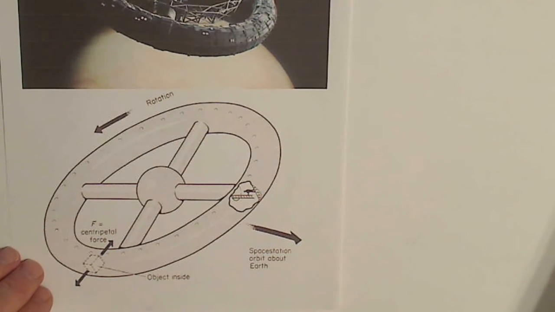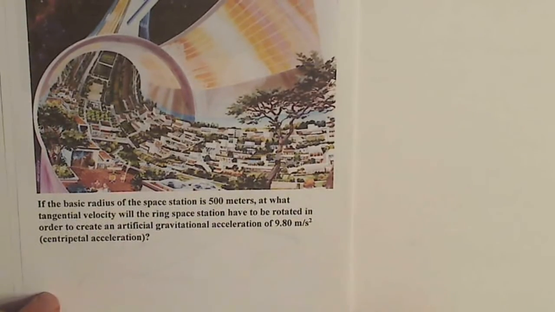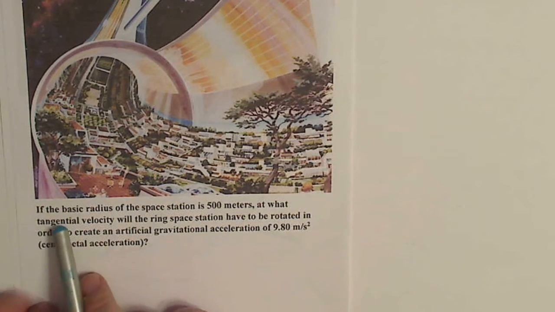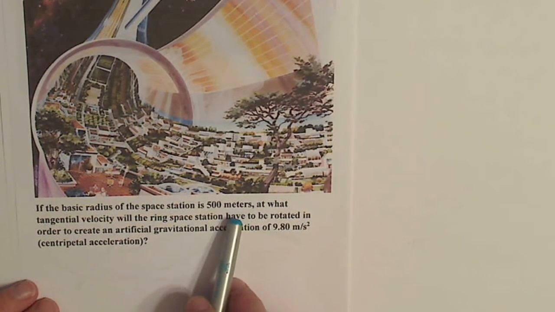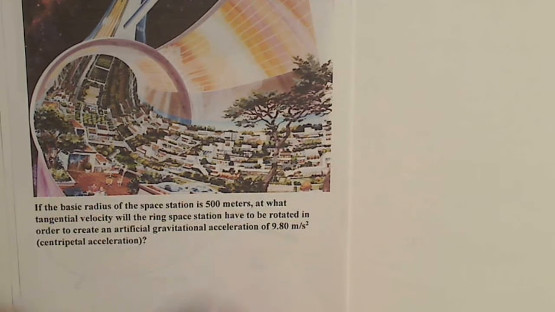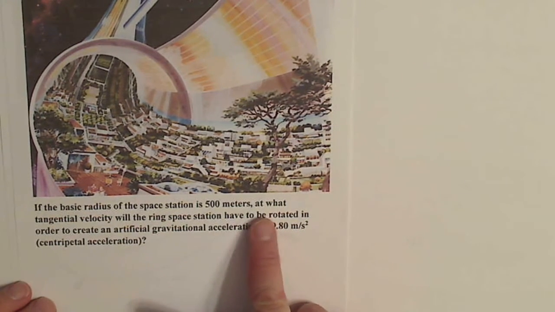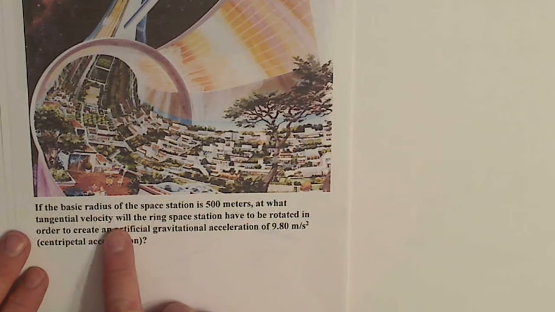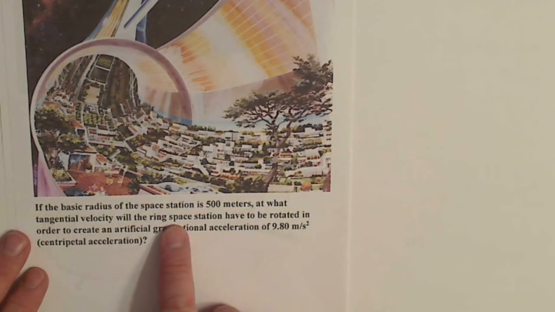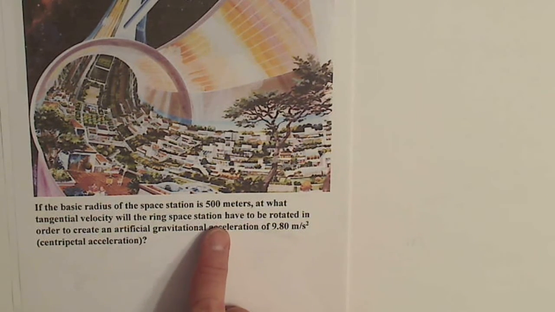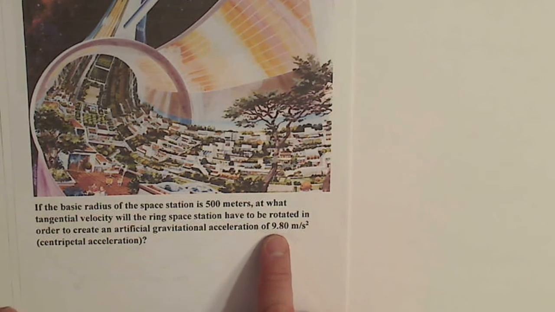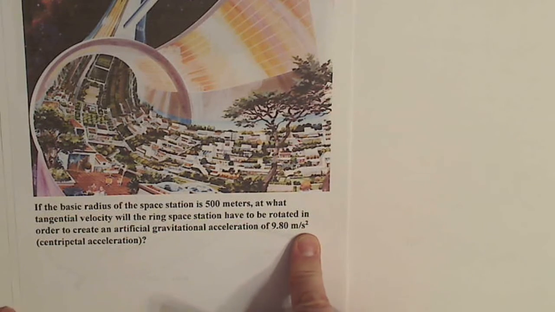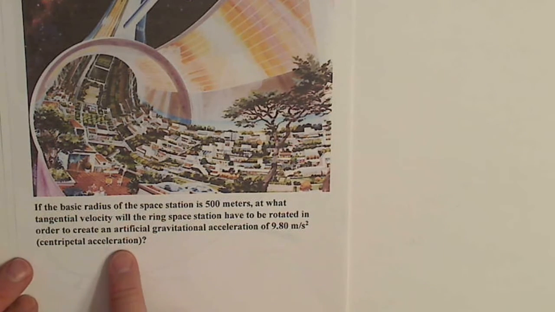So what we're going to do is a calculation for this. It's like a little challenge problem. The question is, if the basic radius of a space station is 500 meters, so the radius of this big donut is 500 meters, at what tangential velocity will the ring space station have to be rotated in order to create an artificial gravity acceleration of 9.8 meters per second squared? In other words, the centripetal acceleration.